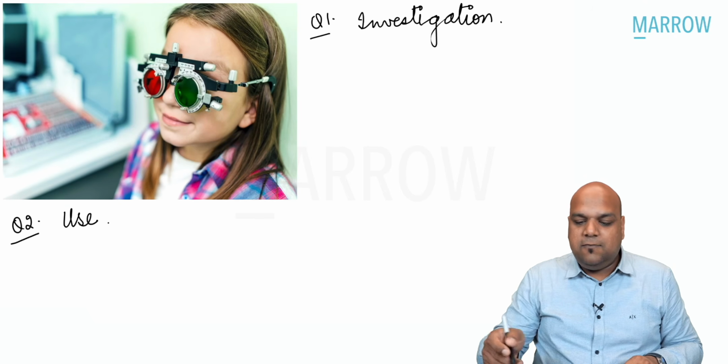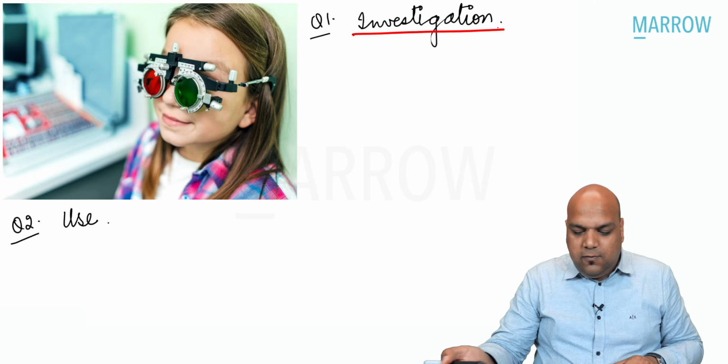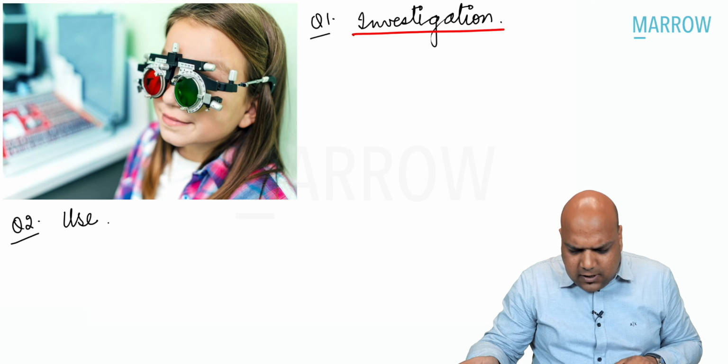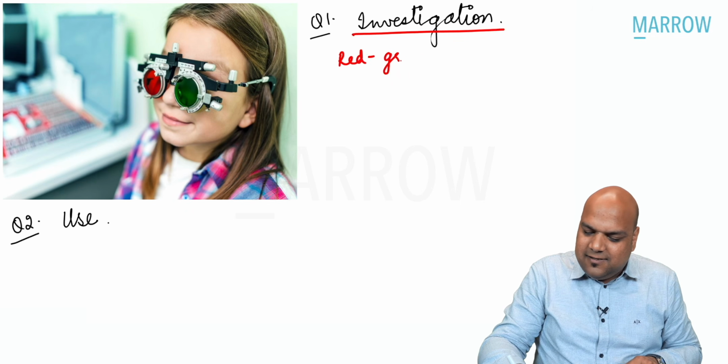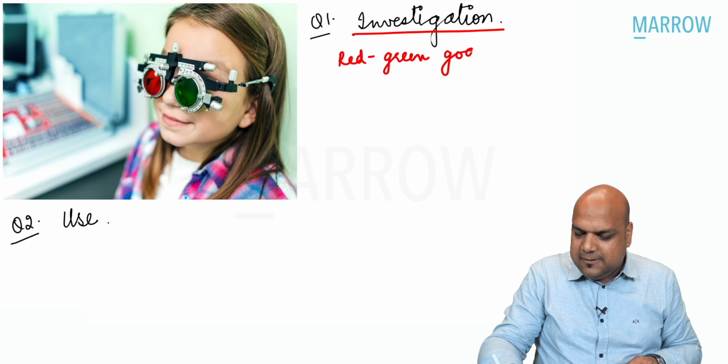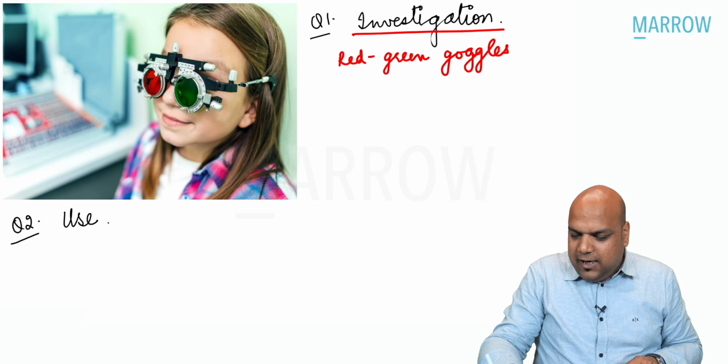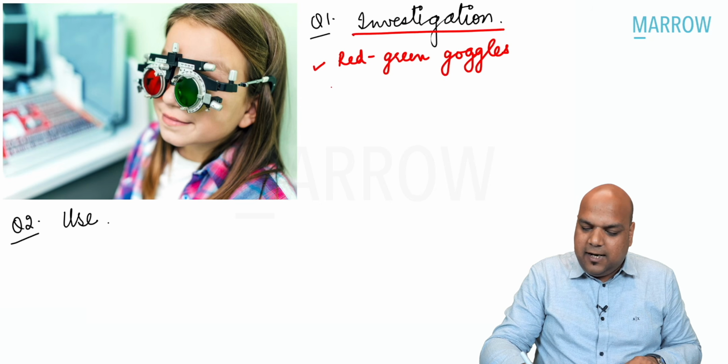What is the investigation which has been shown here? Now you have been shown a girl who's wearing some pair of glasses. One is red, one is green. Yes, that's the answer. These are just red-green goggles. Now, red-green goggles can be used either as such.